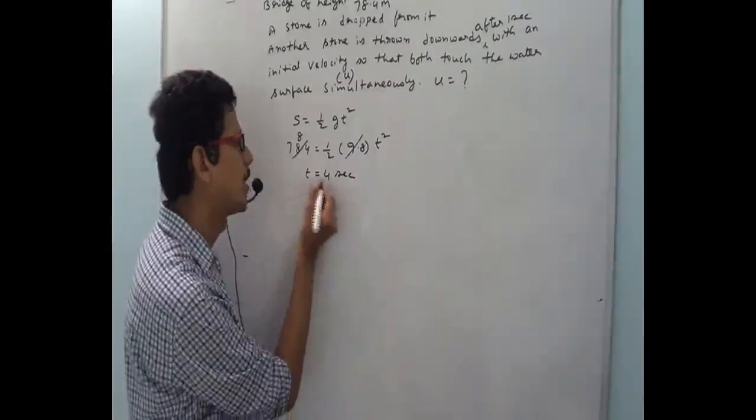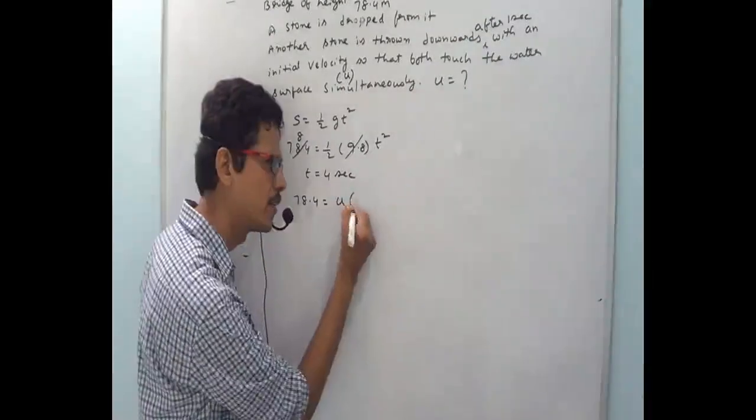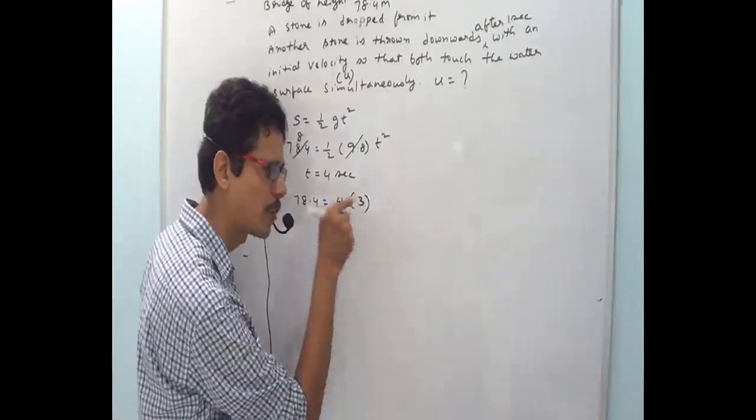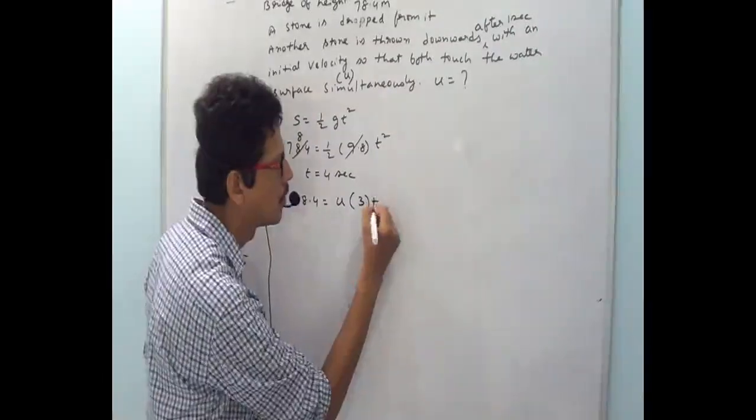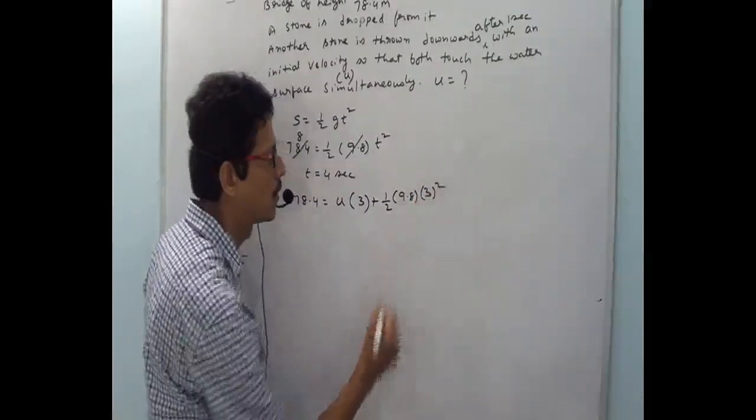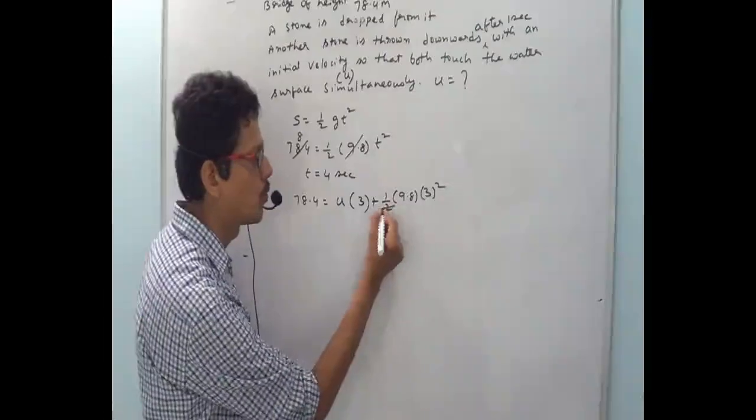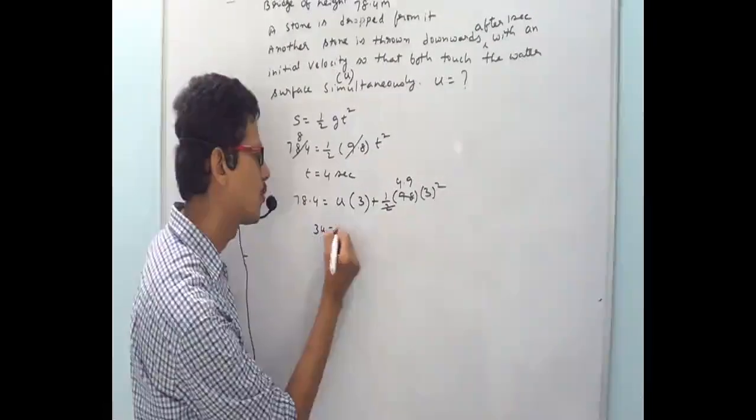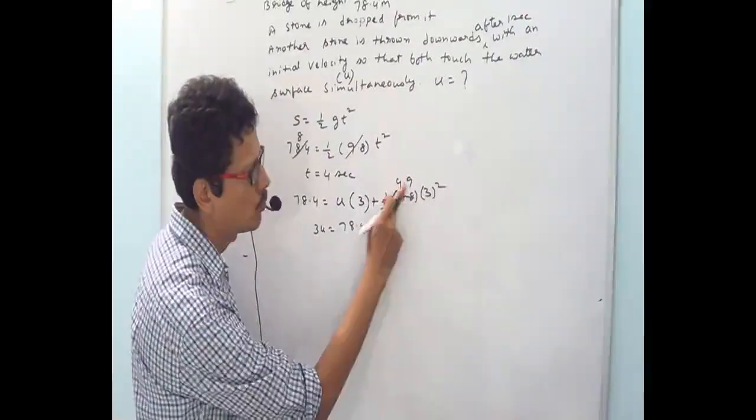So now the same distance, 78.4, is equal to u t, where I have to find u, but now the time is 3 seconds, not 4 seconds, because simultaneously it should go and touch along with the first stone, plus half g t square, that is half into g into 3 square. This gives 4.9 times 9, and 3u is equal to 78.4 minus 9 into 4.9.